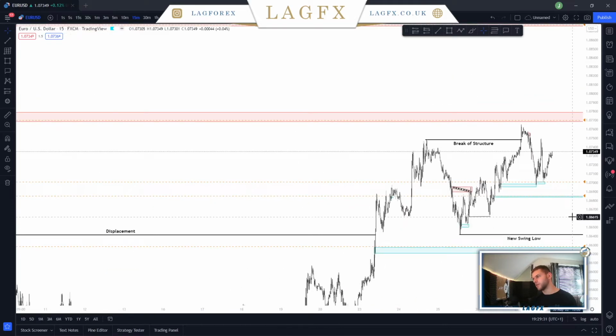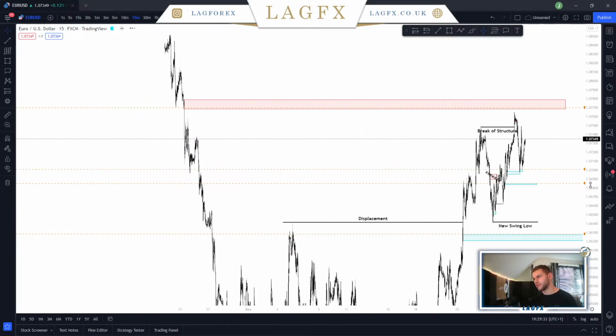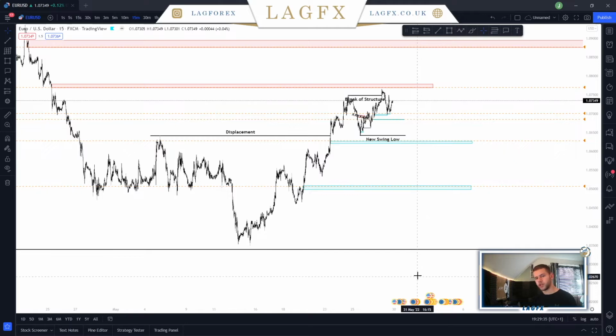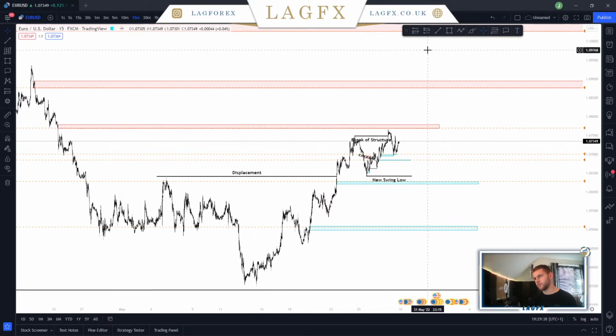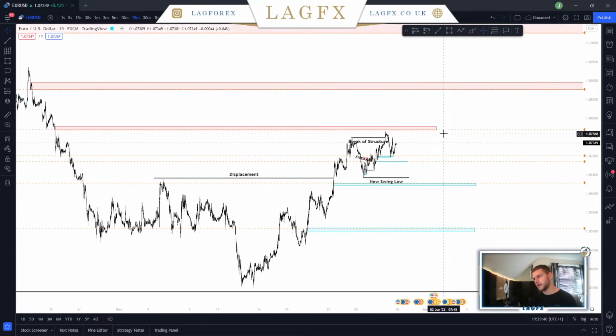It depends what we do. We're either going to mitigate this point of interest or this supply zone and then run all of the lows, or we're going to decide we want to run one of the supply zones higher, in which case we're going to have a pullback into a demand zone and then make that move higher. So these are the zones I'm looking at.